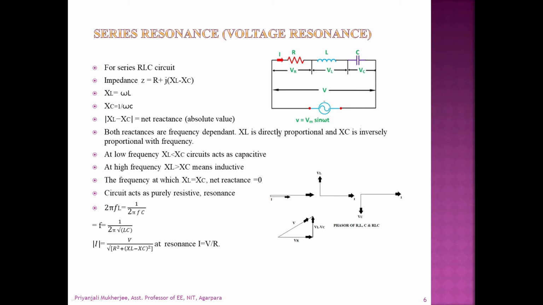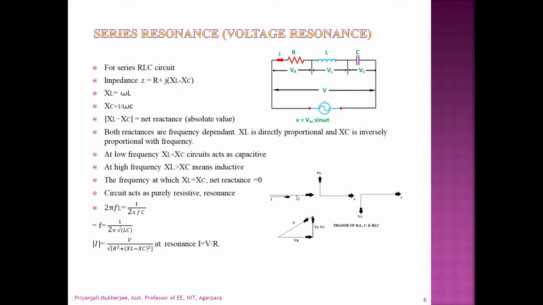The current through this circuit is V divided by the square root of R squared plus (XL minus XC) whole squared. At the resonating condition, XL becomes equal to XC, so this difference becomes 0. So I becomes V divided by R. So at resonance, it is working as a purely resistive circuit. Here, these are the phasors of the RLC circuit.